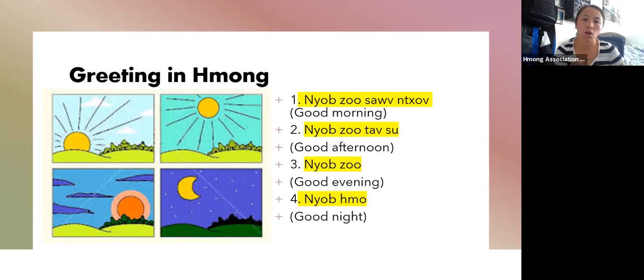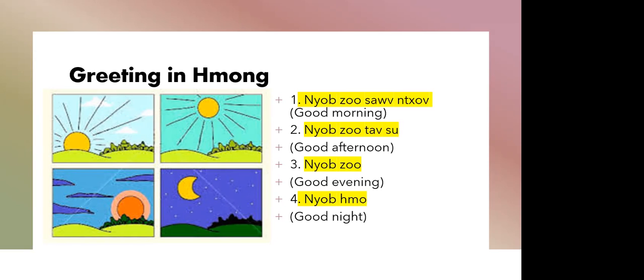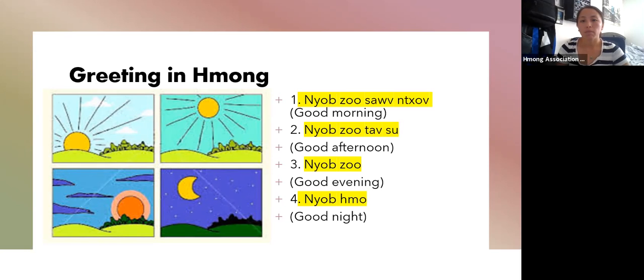Write E O B blah 1 2 3, and then you will copy the sentence in there because I want a picture of the homework or whatever we do in class. That way I see that you participate in class. So in the afternoon we would say "Nyob zoo tav su." So good afternoon, we would say "Nyob zoo tav su." In case you want to greet your parents or your friend, you would say "Nyob zoo tav su."